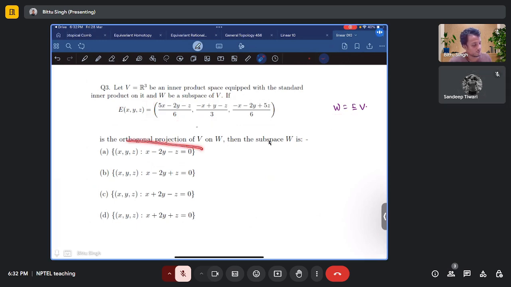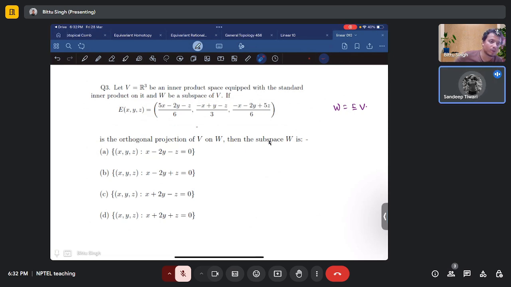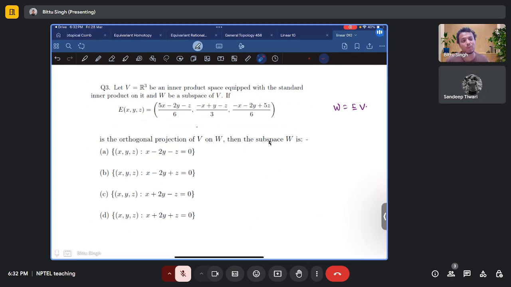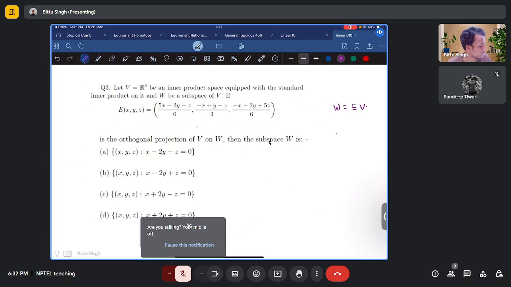But we need a different expression. That is, we need to see from this equation. It is clear that we need to find all those elements which are in the null space, which are perpendicular to W perp. So what is W perp? We know V can be written as W plus W perp, right?